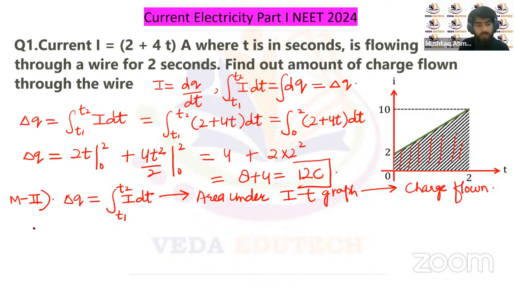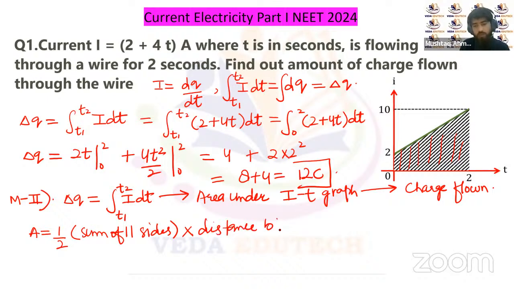And the area of a trapezium is given as half of the sum of parallel sides, multiplied by the distance between them, right? Multiplied by the distance between them.